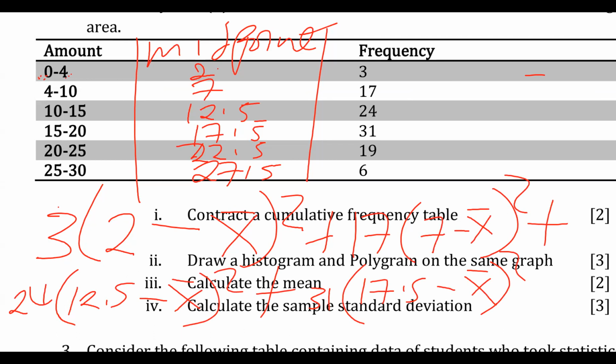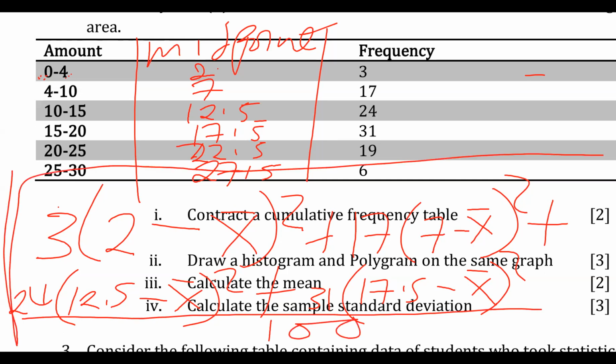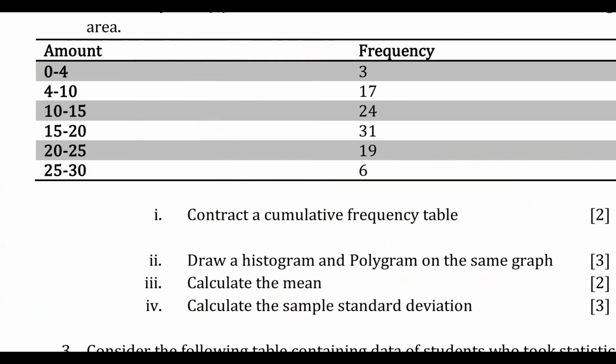When you're done doing this, you will sum everything and divide by the total frequency, which is 100. Then you square root your answer. That's standard deviation. Okay? So say 3 times 2 minus x bar, of which x bar is the mean. I've already shown you how we find the x bar. You're good?